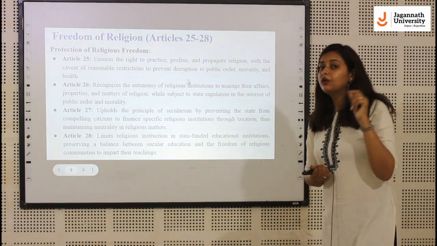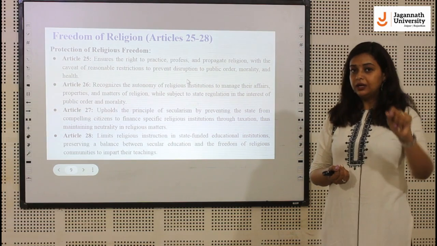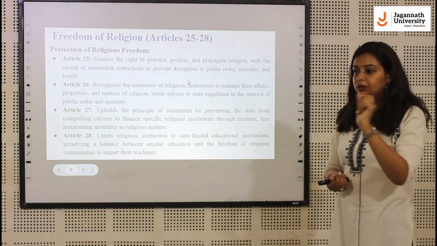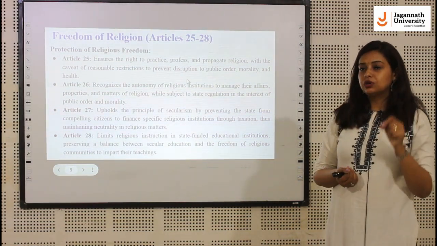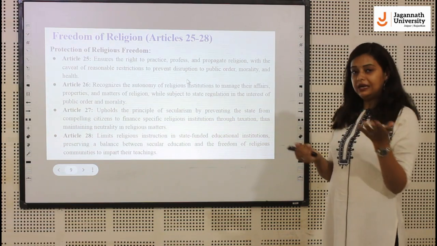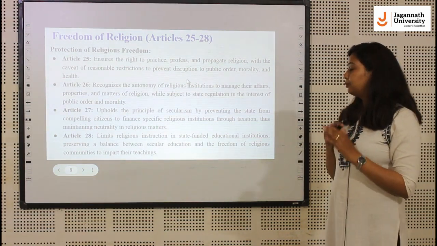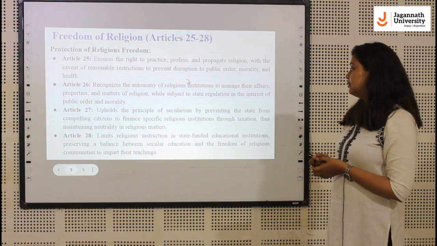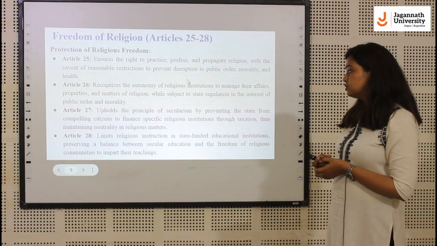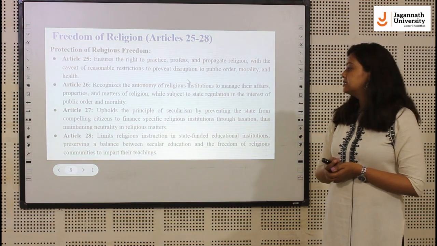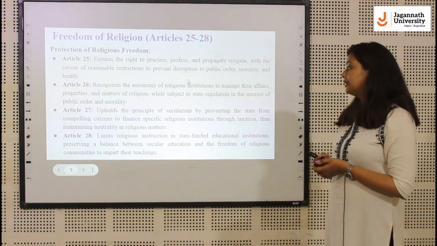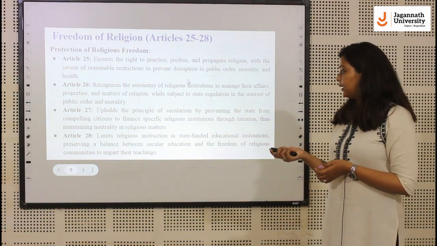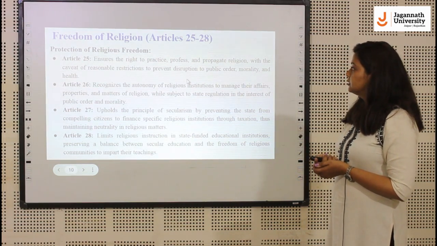So the government cannot bind any individual to fund a particular religion-based institution on the basis of religious background, of course, because it upholds secularism. And Article 28 covers religious instruction in state-funded educational institutions, preserving a balance between secular education and the freedom of religious communities to impart their teachings.